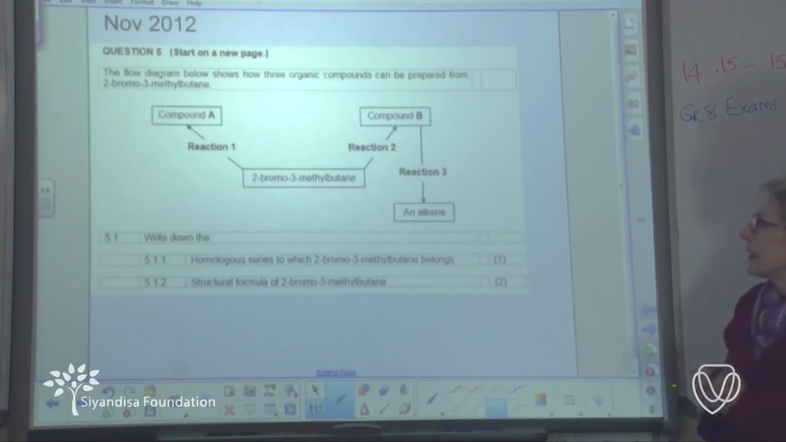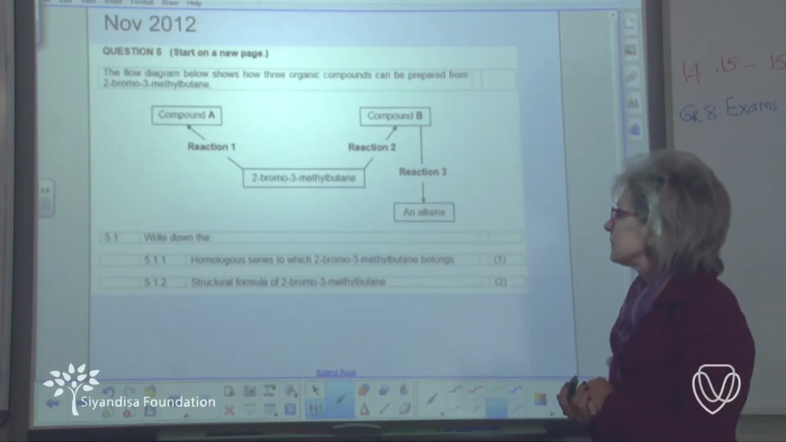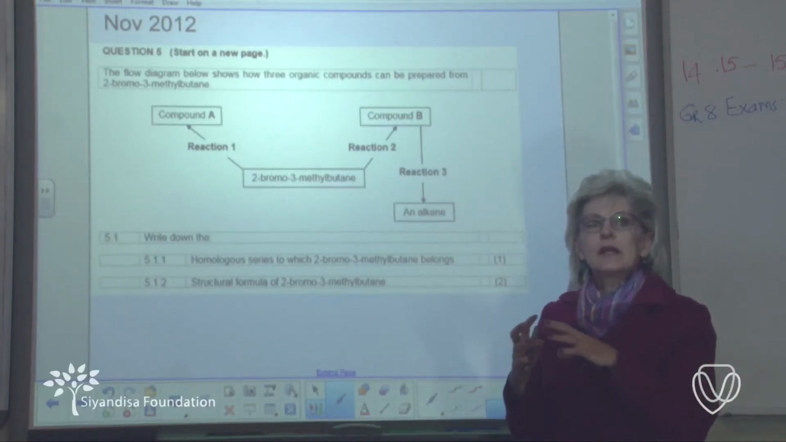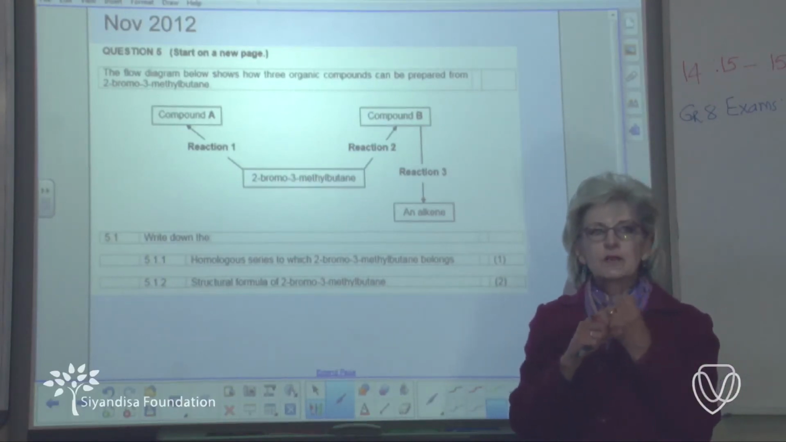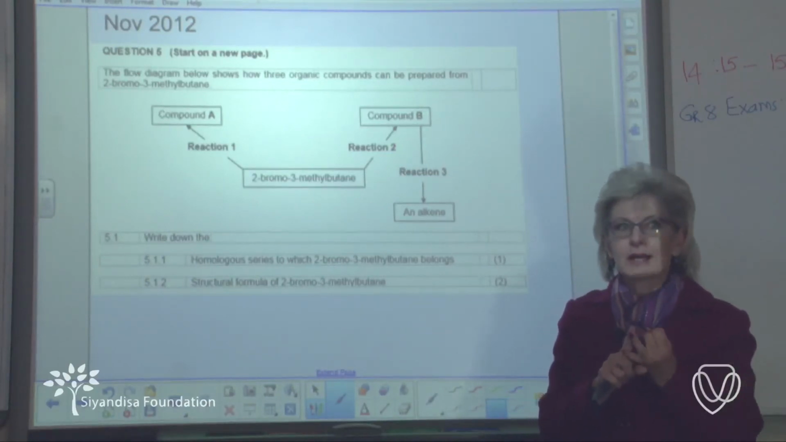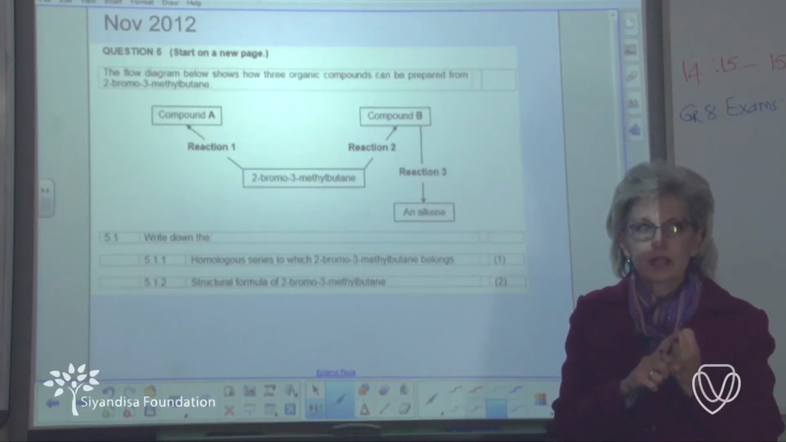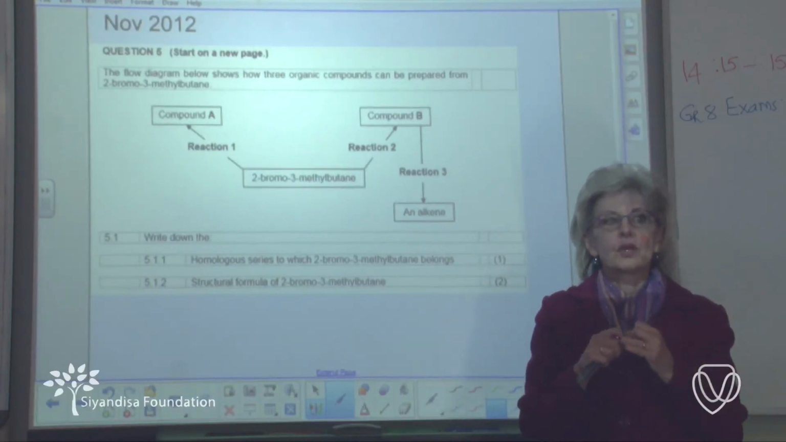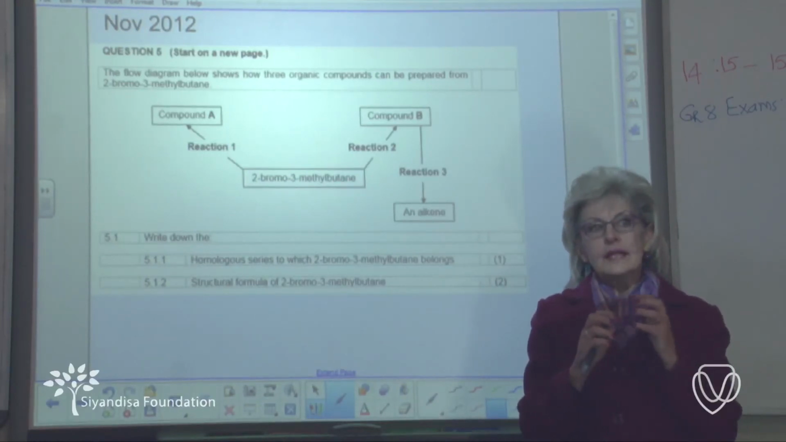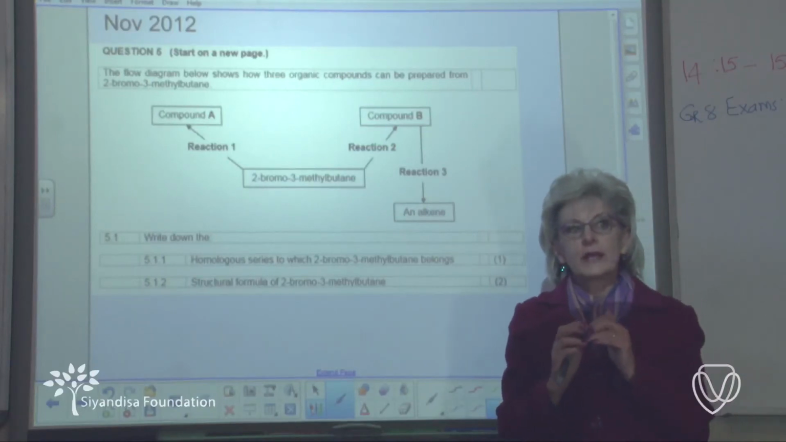Right, November 2012. We get to the idea that we are looking for general things. Double bonds being turned into single bonds, in other words, unsaturated into saturated, is an addition type of reaction. And then the opposite is true.